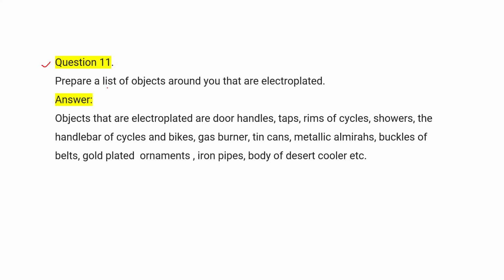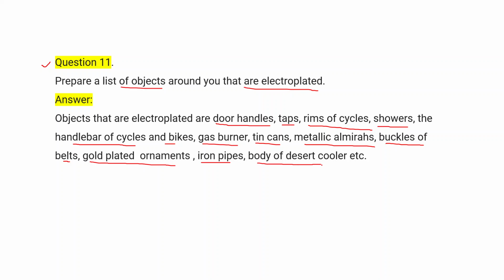Question 11. Prepare a list of objects around you that are electroplated. Number of items are there. Some items I have listed. Objects that are electroplated are door handles, taps, rims of cycles, showers, the handlebar of cycles and bikes, gas burner, tin cans, metallic almirahs, buckles of belts, gold-plated ornaments, iron pipes, body of desert cooler, etc. You can also add some more items which are around you.